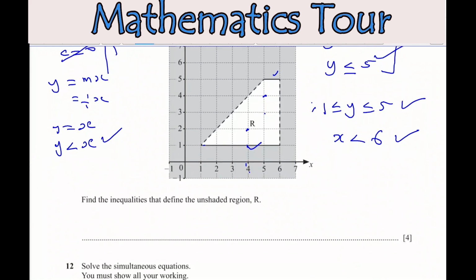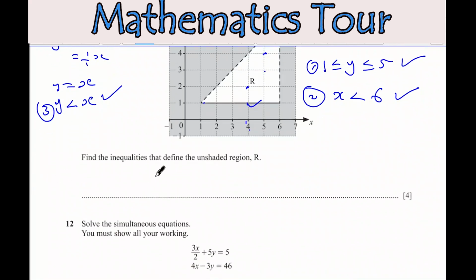So this is the first one, number 1. This is the second one, and this is the third one. So I'll write for this one: 1 is less than or equal to y, y is less than or equal to 5, then another one, x is less than 6, then the last one, y is less than x.